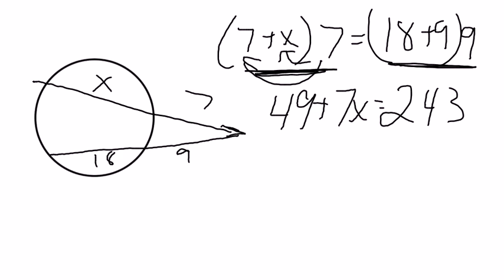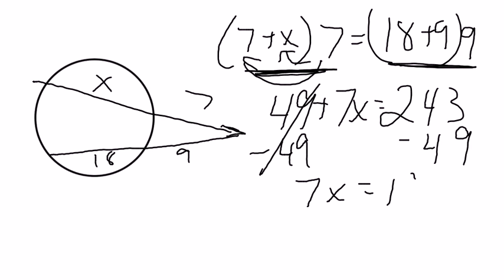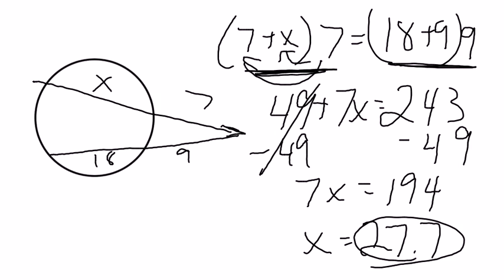Now I can just solve this equation. It's basically just algebra right now. So it's minus 49 from both sides. That cancels, and I get 7x equals 194. And x is about equal to, let's say we have to round to the nearest tenth, 27.71. So I'll just put 27.7 as my answer. And that's the length of this side right there.